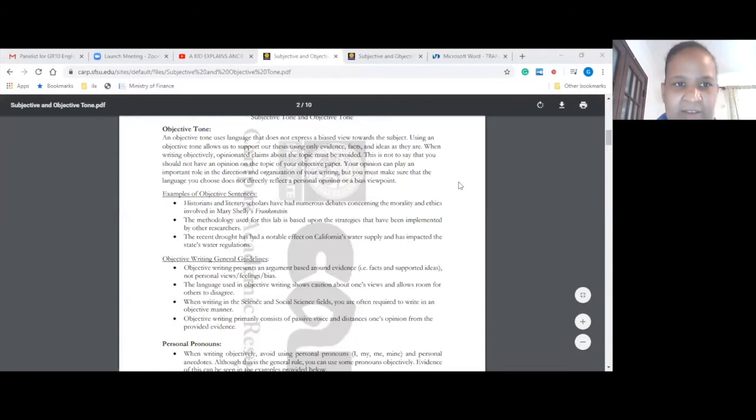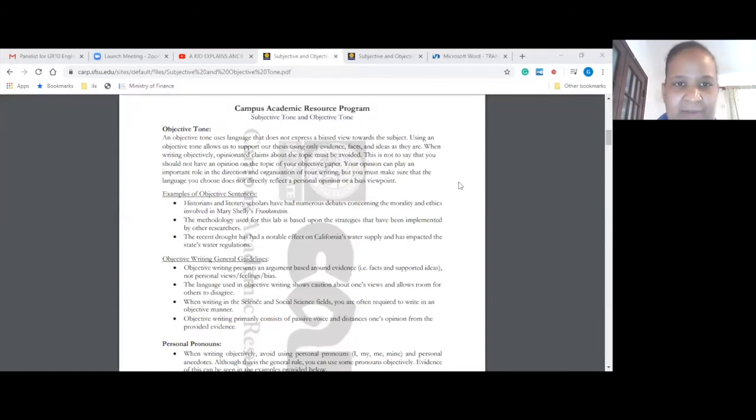Okay, so now we see here, we borrowed this from Campus Academic Resources Program, an objective tone. An objective tone uses language that is not biased, okay? It helps us to make our support of our thesis strong because it shows the reader that we have no opinion for or against. We're also allowing our readers to create their own opinion based on this objective tone.